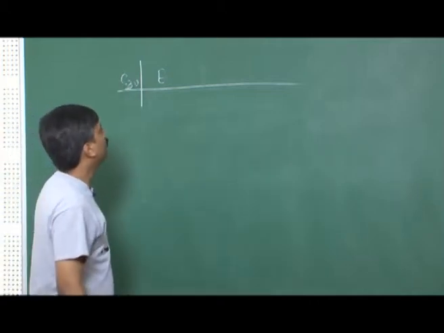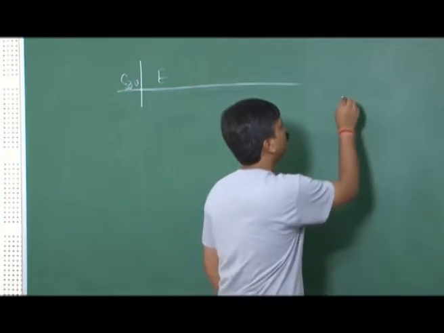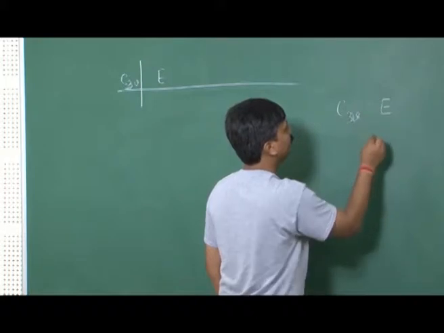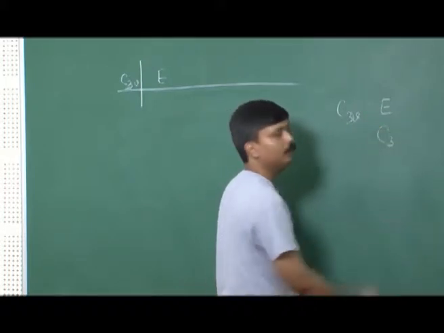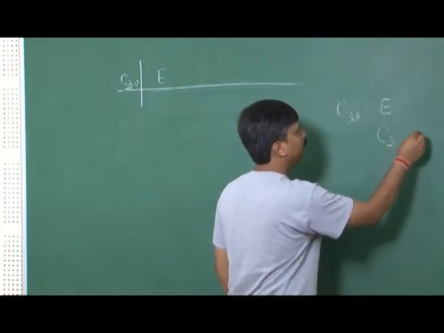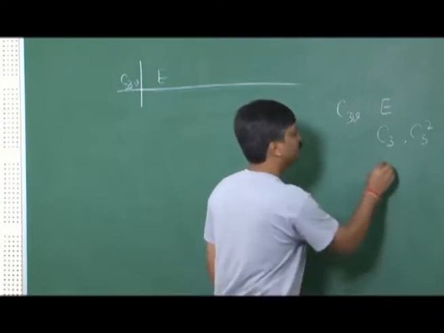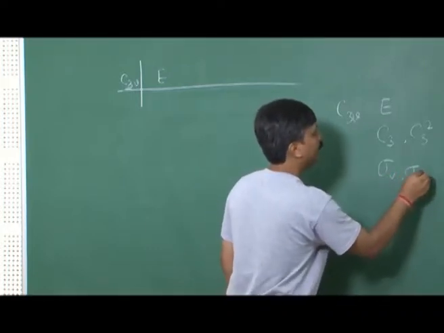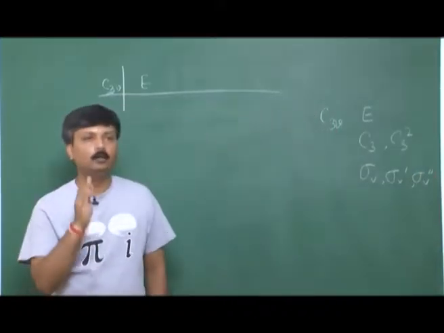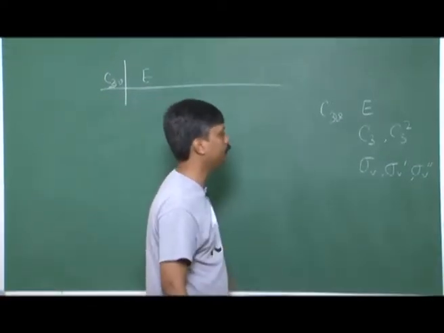What are the symmetry operations that the point group C3V has? C3V has identity, and it has C3 as the principal axis of symmetry. Therefore the operations generated from that will be C3 and C3 square, and there are 3 sigma v's: sigma v, sigma v prime and sigma v double prime, and these sigma v's are along the NH bonds, if I take ammonia as the example for C3V.